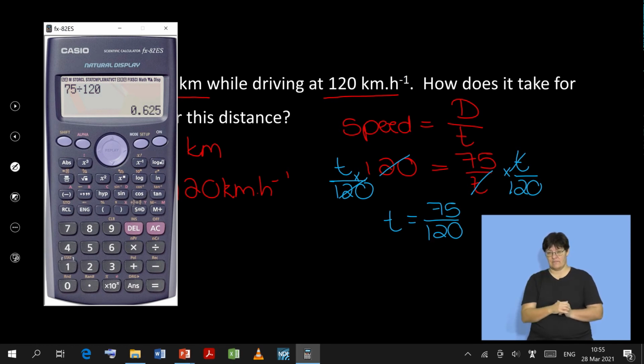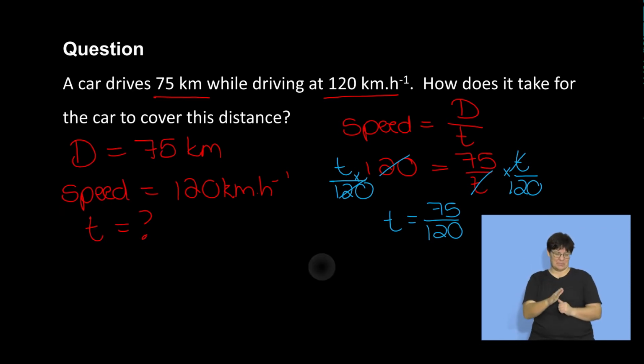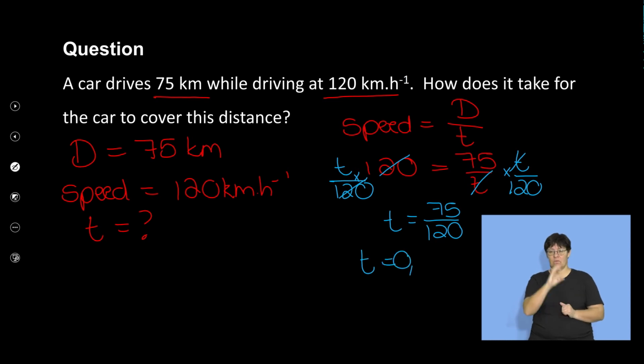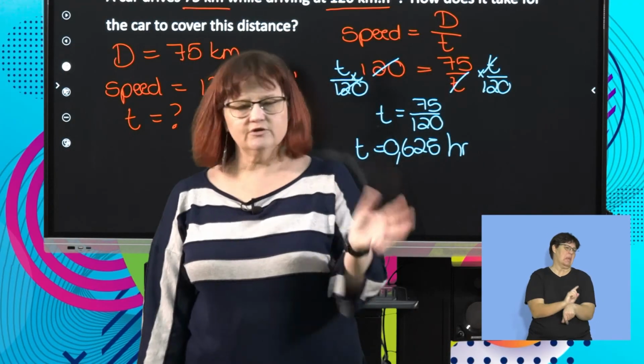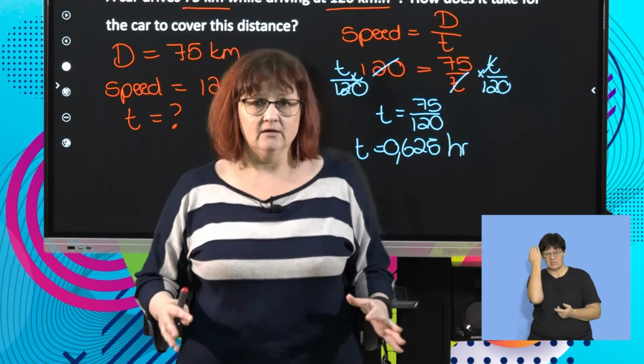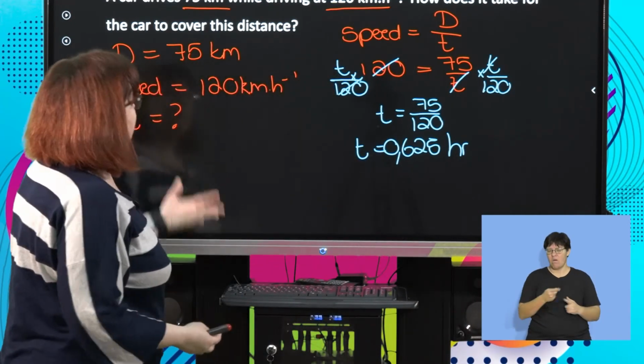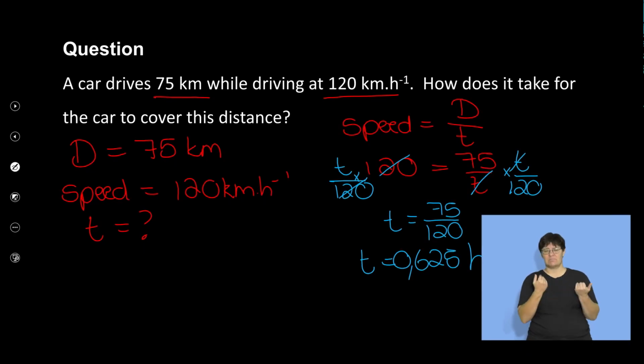And I get 0.625. Remember, we round off to two decimal places, but that's exactly 3, so I'm actually going to keep all of them. What are we measuring this in? Hours, okay? Don't convert it because that looks funny. Don't convert it to minutes. Don't convert it to seconds. Hours is fine. It's a decimal. It's a fraction of an hour, which I expected because the distance was less than 120, okay?